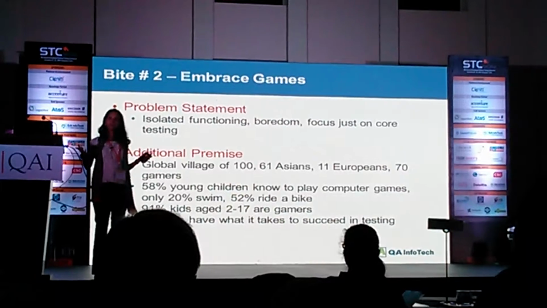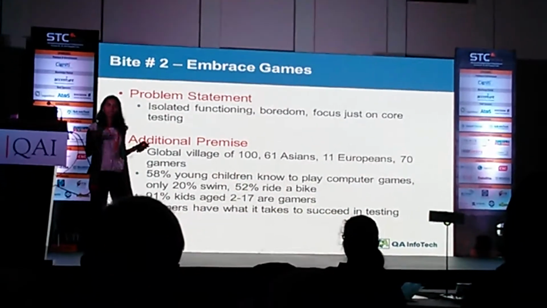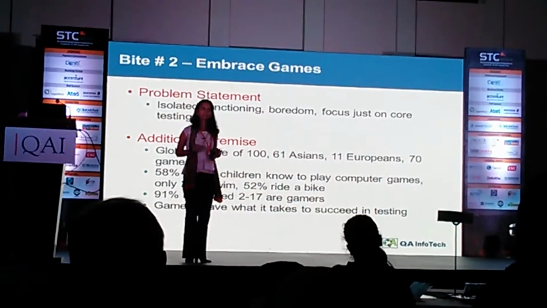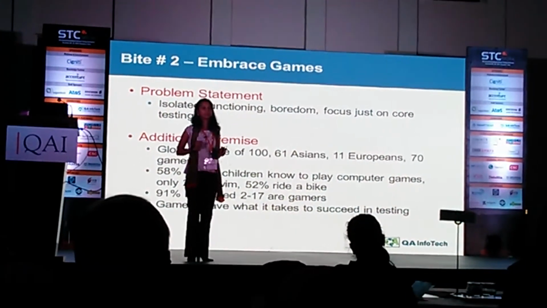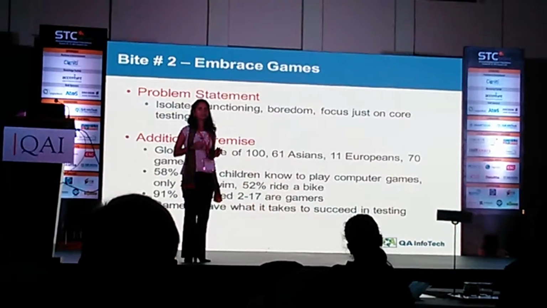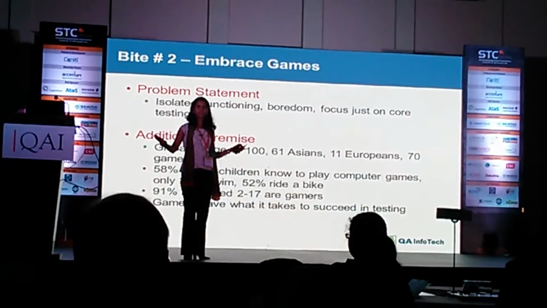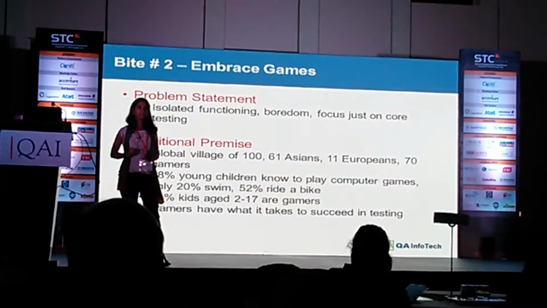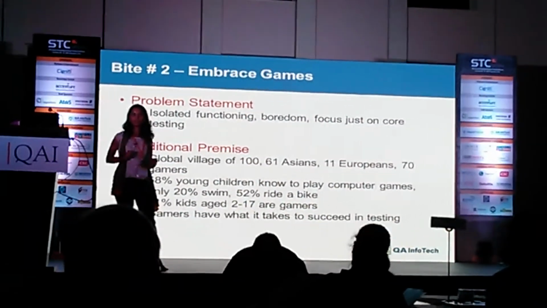So if you really take a global village of say about 100 people, say 60% of them are Asians, 11% are Europeans, 70% of them are gamers. That's what statistics say. Again, take a cross-section of children, just 20% of them know how to swim, 52% can ride a bike, whereas 58% can play games.